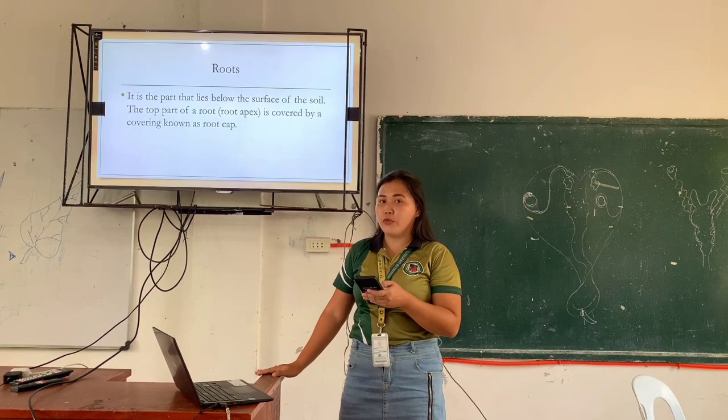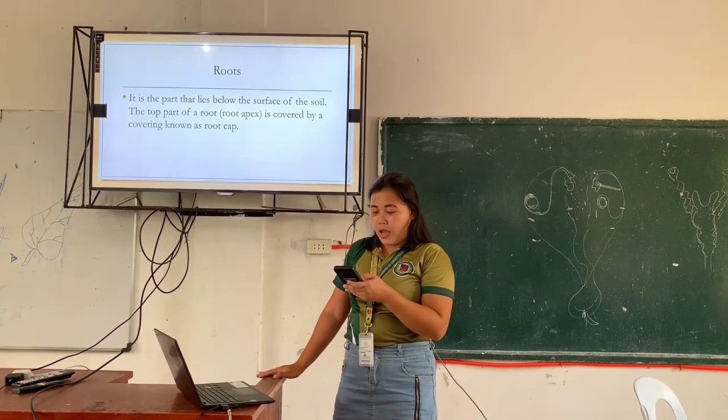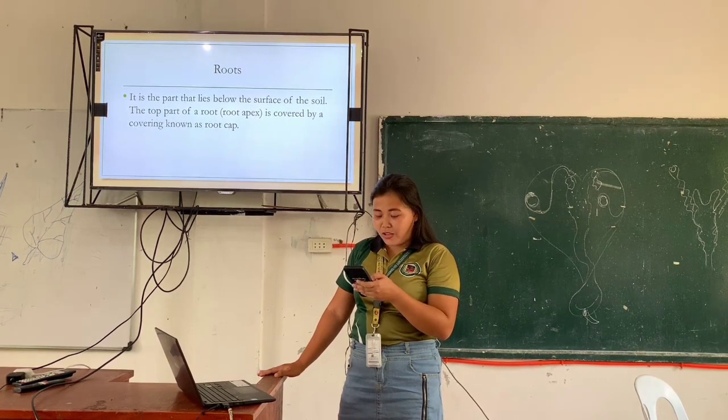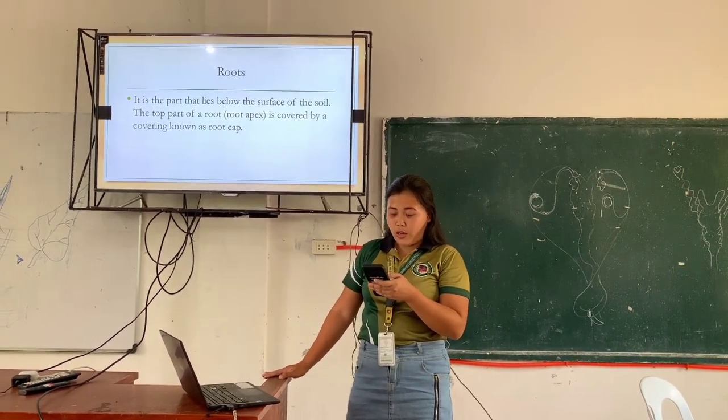There are four regions of the root. First, the root cap. Second, the region of cell division. Third, the region of elongation. Fourth, the region of maturation.